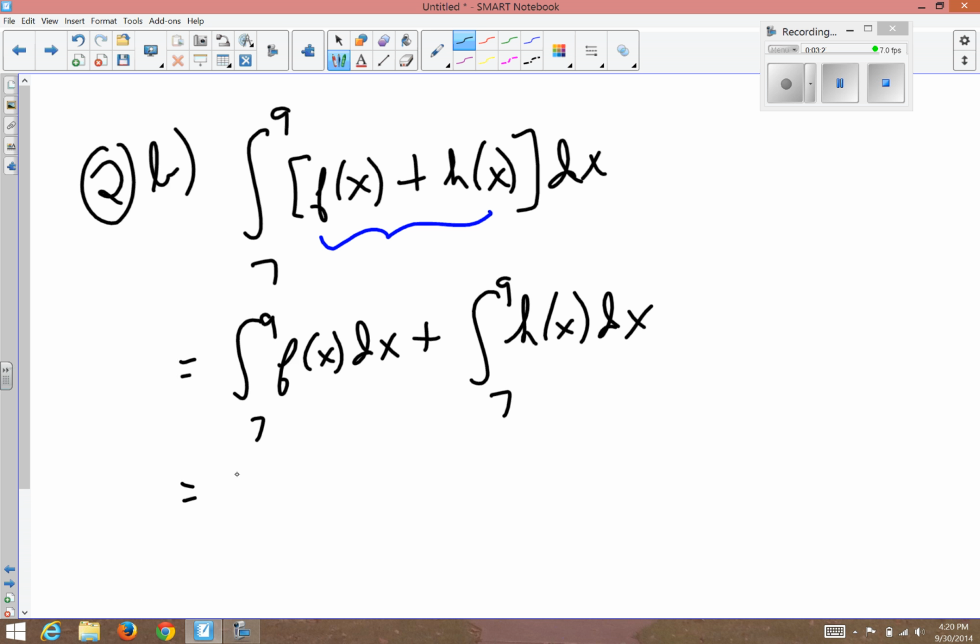Then simply from the directions, this integral of f of x dx from 7 to 9 is 5, plus, bring it down, integral of h of x dx from 7 to 9 is 4. Just getting these from the directions. So the answer to exercise 2, part B is 9. That's it. Next one is number 2, part C.